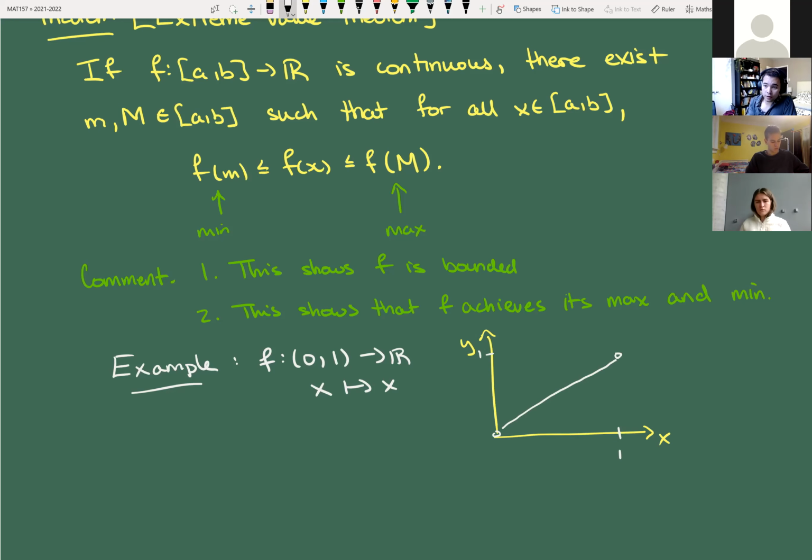There's no value in the interval (0, 1) which is bigger than every other value in (0, 1), right? Because the function is monotone increasing. So if you try and tell me that 0.99999 is the biggest number, I'll just tack on another 9 to that and I'll get a bigger number, right? So this function does not have a max.